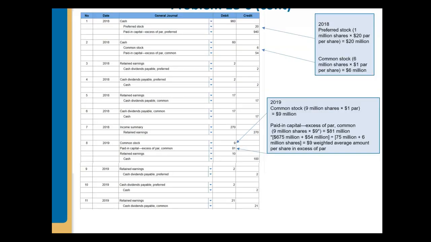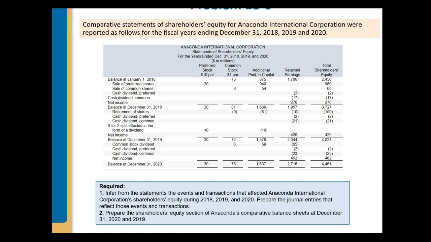Then the next transaction in 2018 would be the debit to retained earnings for 2 and the credit for cash dividends payable preferred for 2. We would then have to debit our payable and credit our cash when in fact that is paid. We can see that from the cash dividend preferred here of $2.